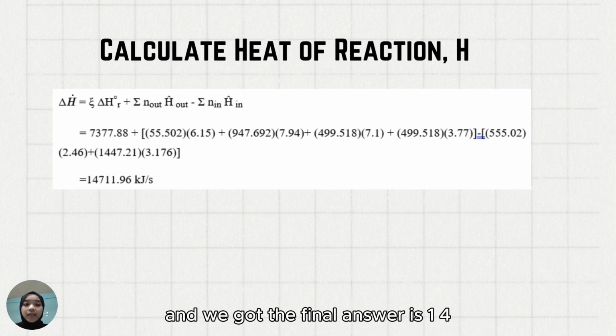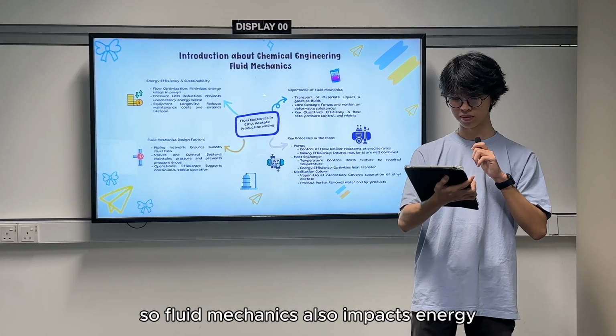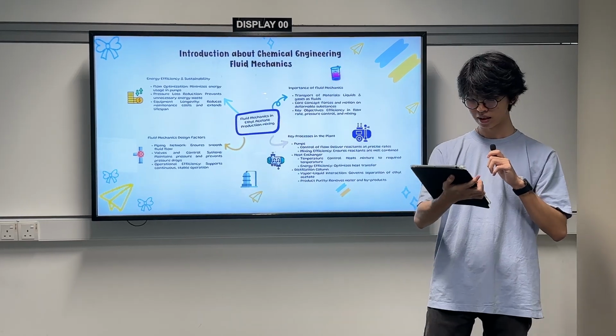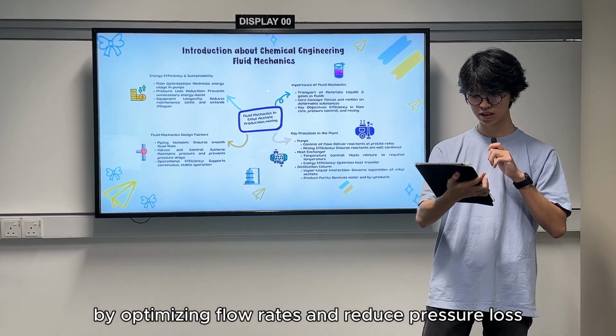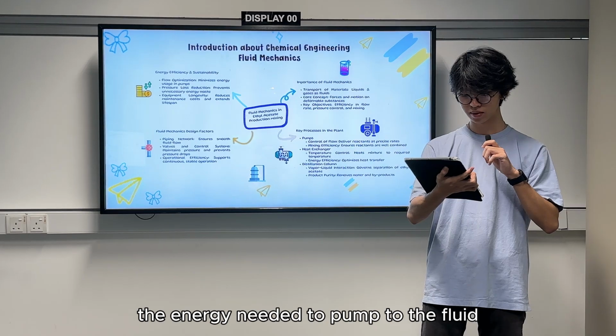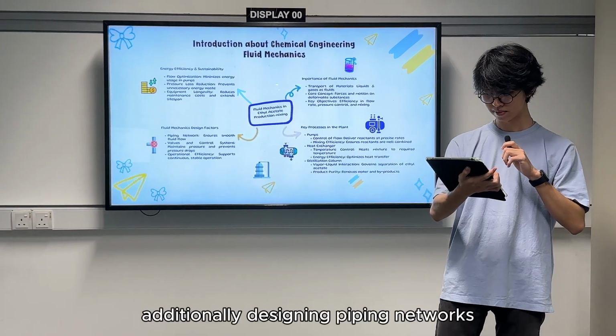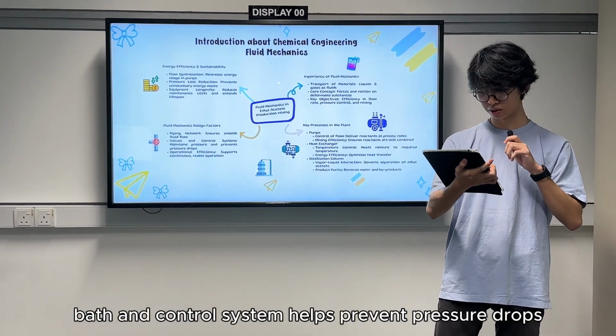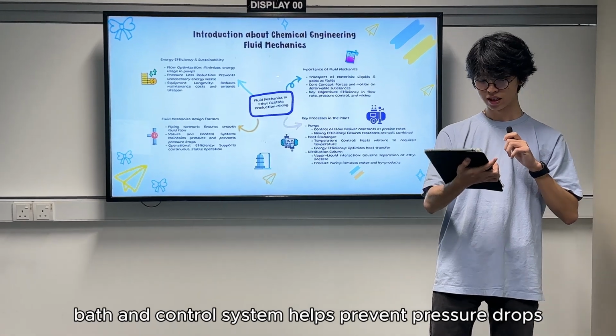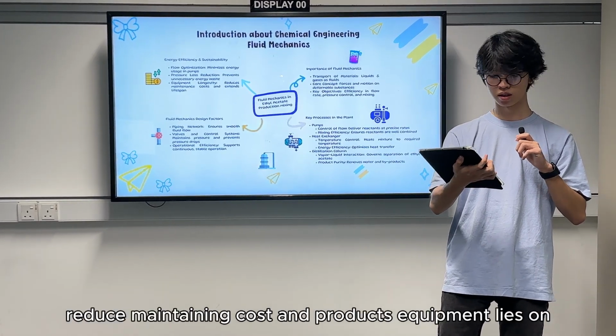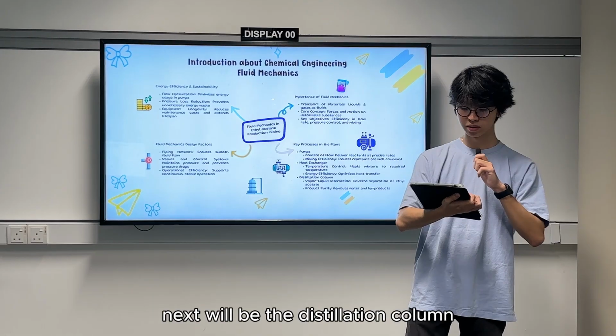And we got the final answer, which is 14711.96 kJ per second. So fluid mechanics also impacts energy efficiency and sustainability. By optimizing flow rates and reducing pressure loss, engineers can minimize the energy needed to pump the fluid. Additionally, designing piping networks, valves, and control systems helps prevent pressure drops, which enhances efficiency, reduces maintenance costs, and prolongs equipment lifespan.